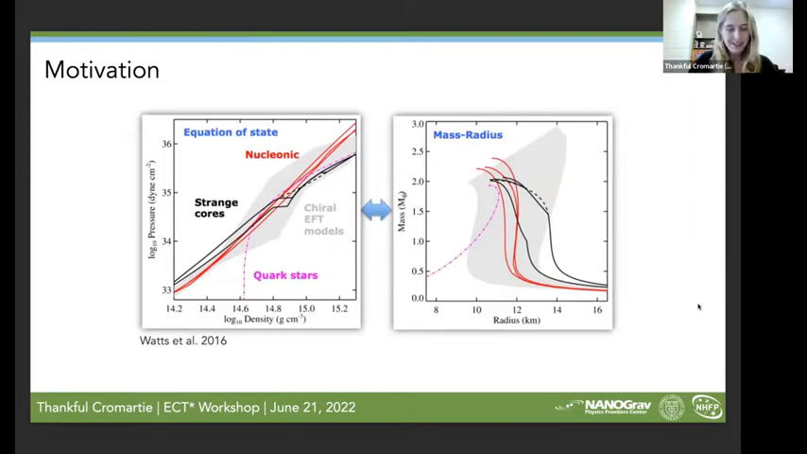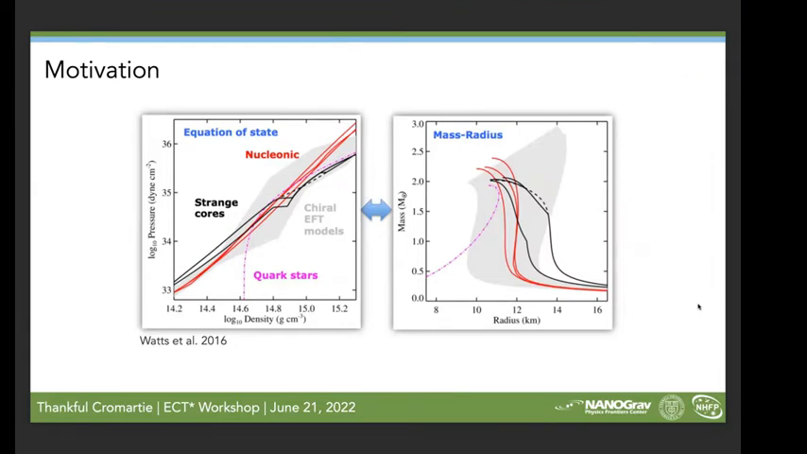Neutron star equation of state, not extremely well constrained. And these equations of state are translatable into observables, right? And so we have this mass-radius relationship.